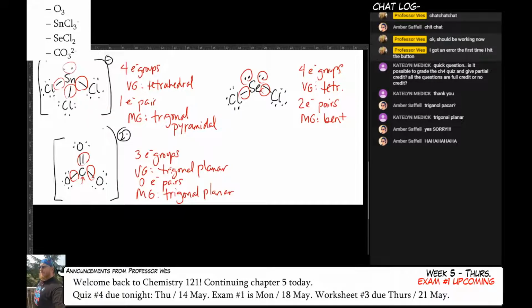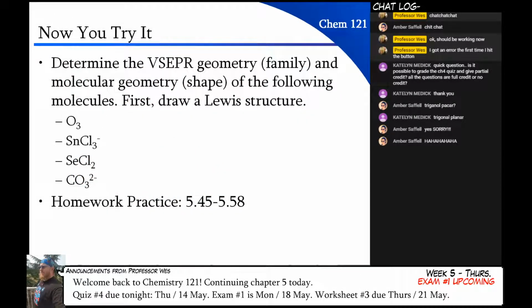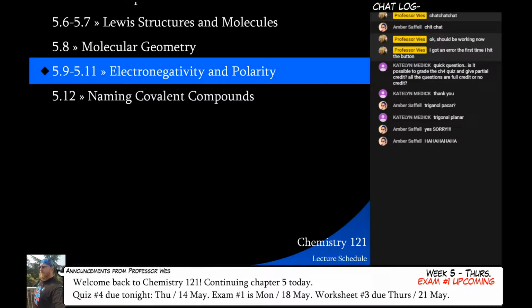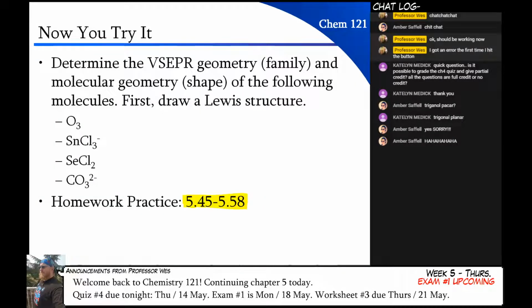All right. That's the end of geometry. So your job will be to identify the VSEPR and molecular geometry of the molecule that I give you. I will give you the formula. It will be up to you to draw the Lewis structure and then produce those answers in the quiz and the exam to follow. And there's the homework practice. So make sure that you have done all of the problems that you need to in order to be successful at this topic. Oops, just in case you didn't get that down. 545 to 558.